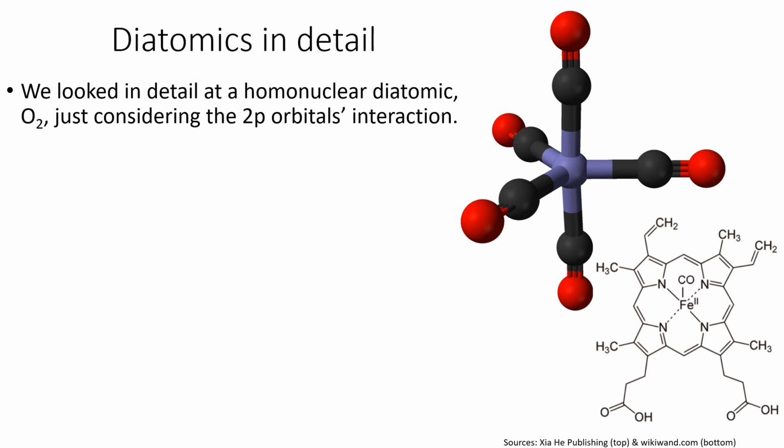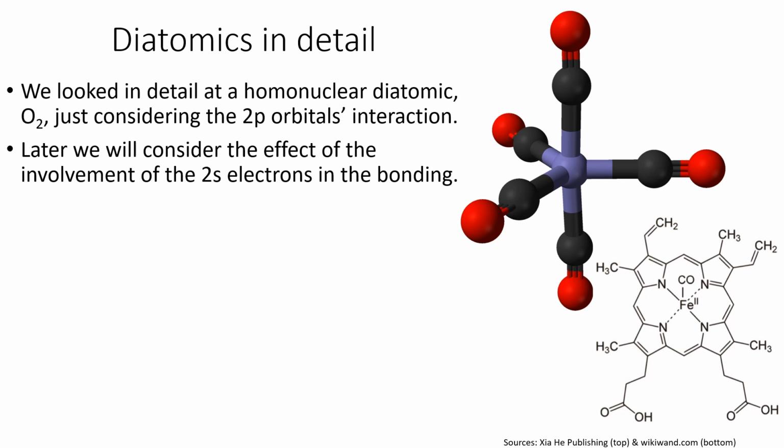Hello and welcome to this 19th session on symmetry and chemistry. Previously we were looking at a diatomic molecule, homonuclear oxygen, and that only involved looking at the 2p orbitals and their interaction. What we're going to do now is have a much more detailed look at diatomics. We're going to consider what happens when you look at the 2s as well, when they get involved in the bonding.